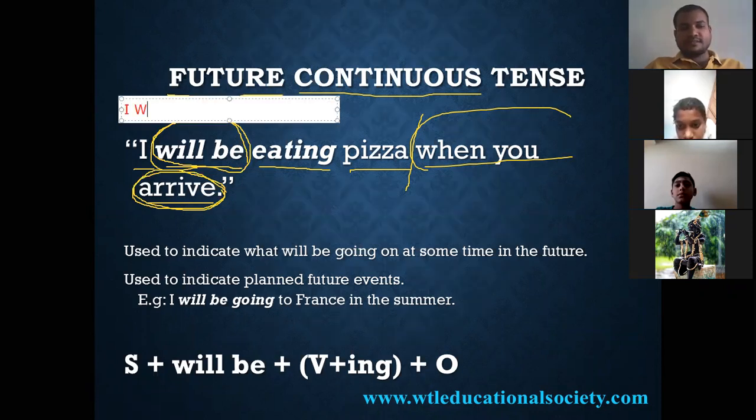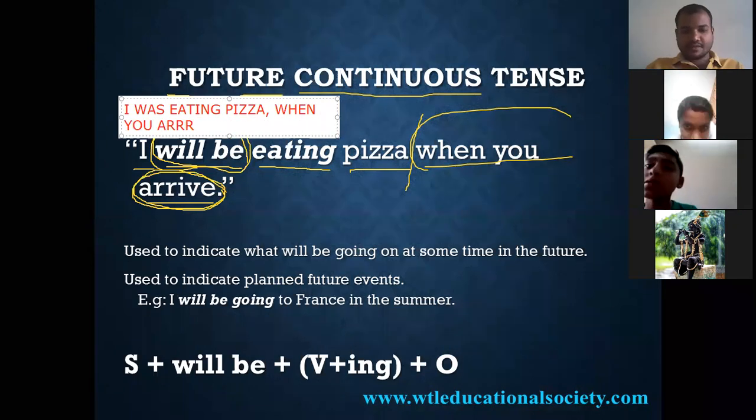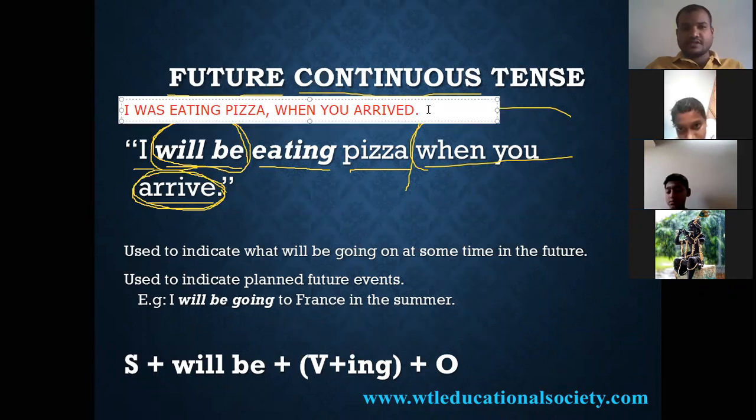I was eating pizza when you arrived. Okay. So I was eating pizza when you arrived. So this was the structure in past continuous. Then how about present continuous?